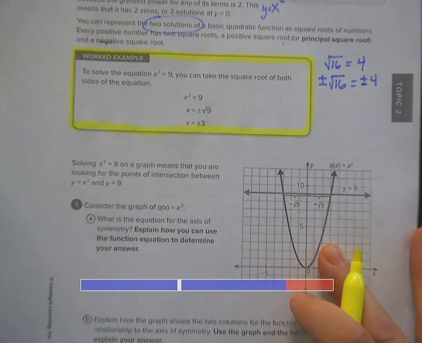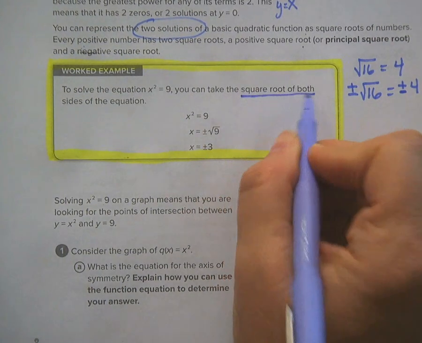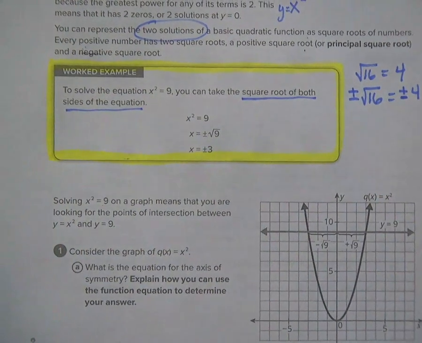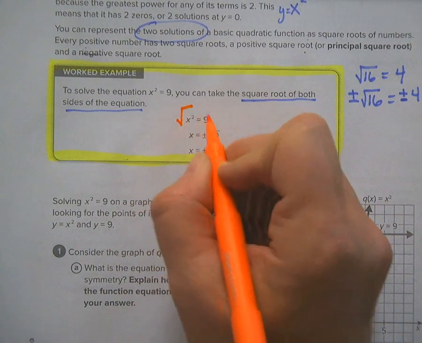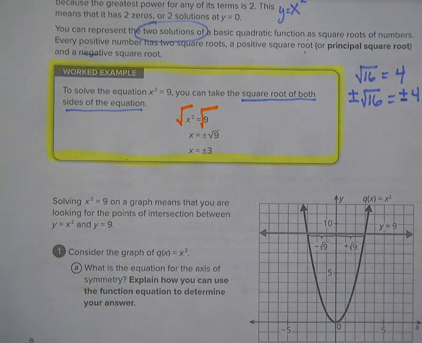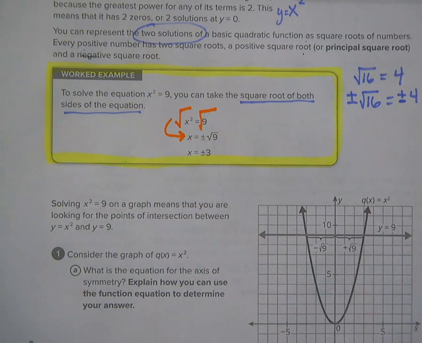And we're going to look at this worked example. To solve the equation x squared equals 9, we want to take the square root of both sides of the equation. So just like in pre-algebra, what you do to one side of an equation, you have to do to the other. And why are we taking the square root of x squared? What's our goal? Very good, because we want to solve for just x. We want to get rid of that square sign.